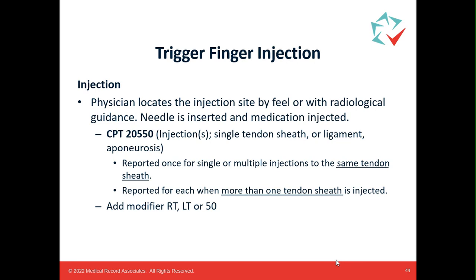If your provider happens to inject more than one tendon sheath, so different locations, then you can report multiple units of 20550. So really pay attention to that documentation and the location of where your provider is injecting. And with these codes, we can also use that right and left modifier or 50 for bilateral if applicable.